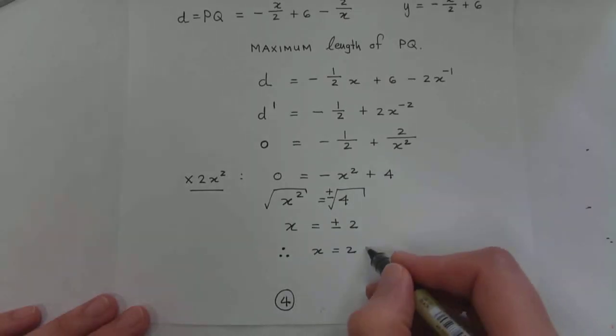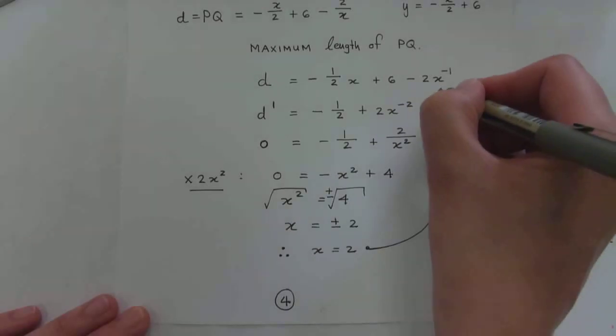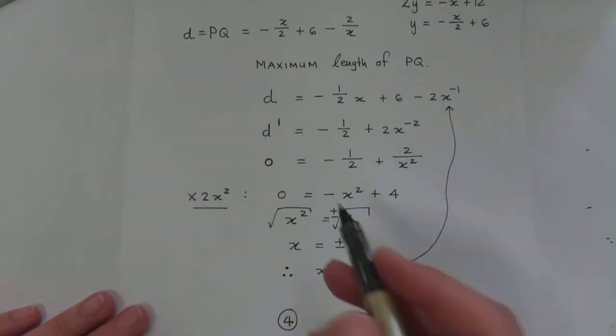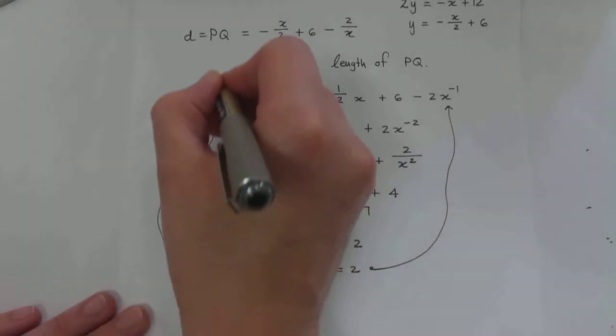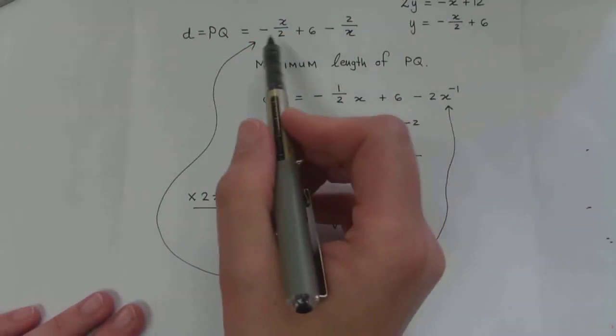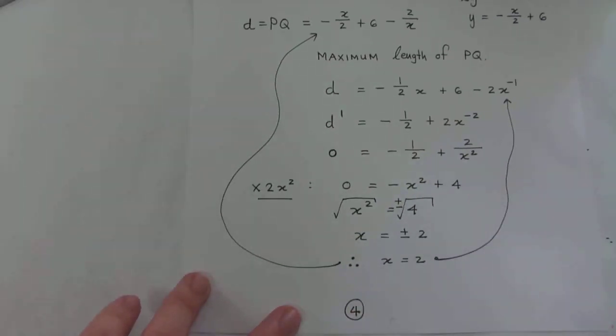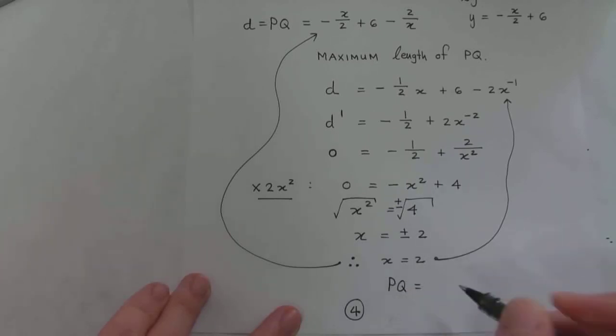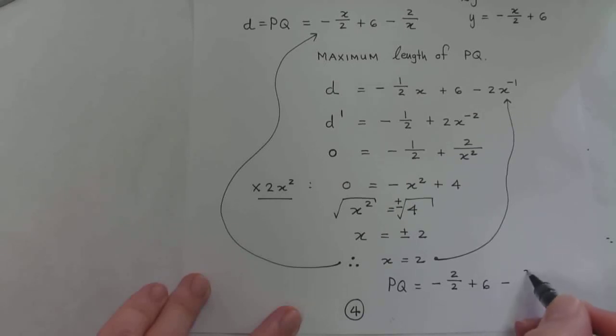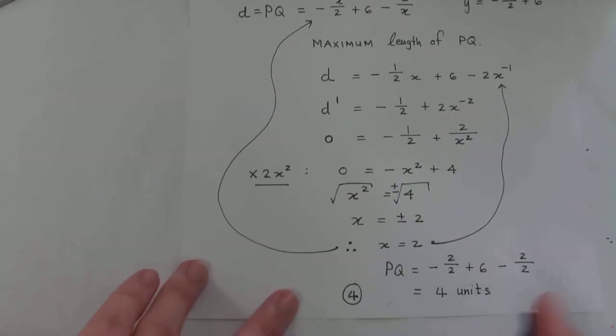But in order to find that maximum length, I need to substitute it back into the equation that gives me the maximum length. Or I can even substitute it back into this equation that gives me the maximum length. I'm actually going to use this one. So I'm going to say the maximum length of that PQ is then equal to minus x over 2. So minus 2 over 2 plus 6 minus 2 over 2. There we go. So that's going to be minus 1, which is minus 2, plus 6, which is 4. So the maximum length of PQ is then equal to 4 units, and that happens where x is equal to 2.